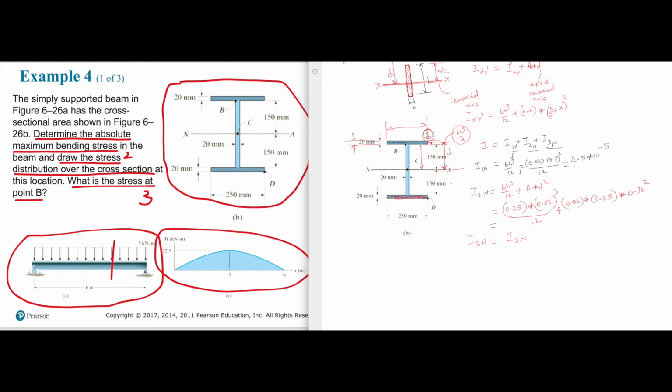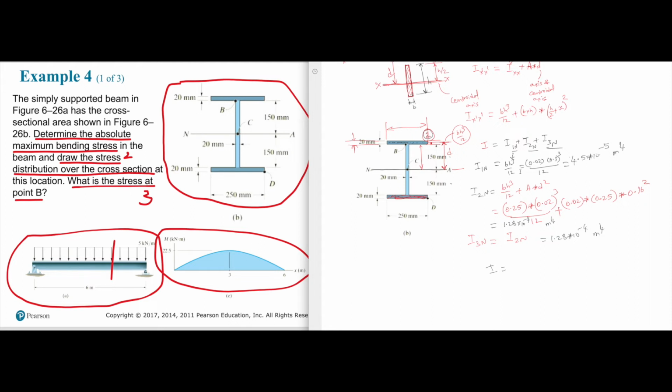For this one it is 0.25 times 0.02 cubed divided by 12 plus 0.02 times 0.25 times 0.16 squared. I got this to be 1.28 times 10 to the power minus 4 meters to the power of 4, and this should also be the same, 1.28 times 10 to the power minus 4 meters to the power of 4. Add all the three numbers and tell me how much is I.